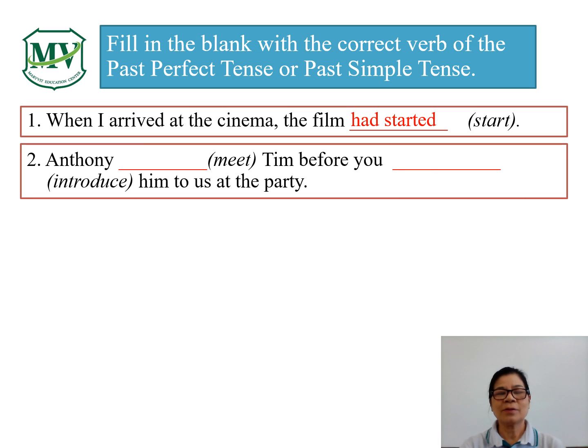For number 2, Anthony blank meet Tim before you blank introduce him to us at the party. There are two events in this sentence. The first event, we use the past perfect tense. Anthony had met Tim before you introduced him to us at the party, that we use the past simple tense.